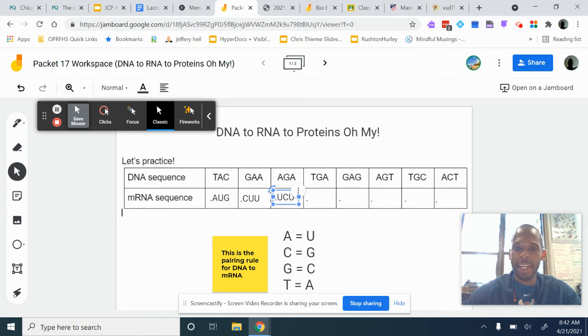This is how we get DNA to RNA. Next three, T, G, A. So we got T goes with A, G goes with C, A goes with U. I'm just following the pairing rule down here below.